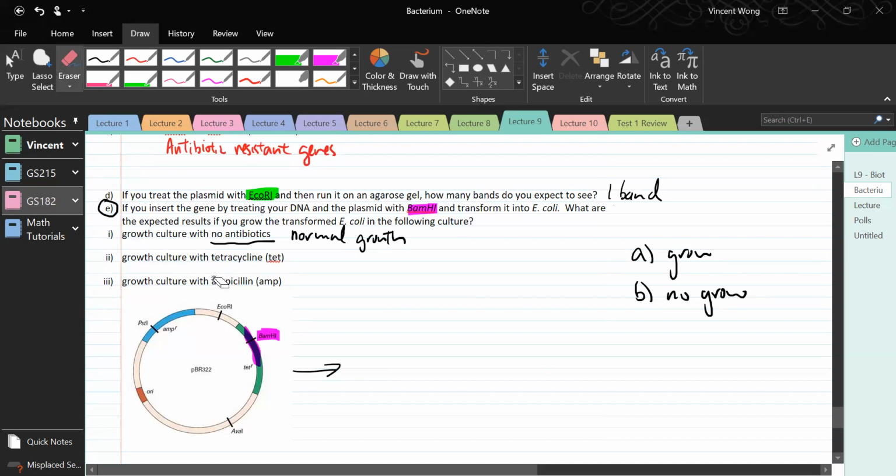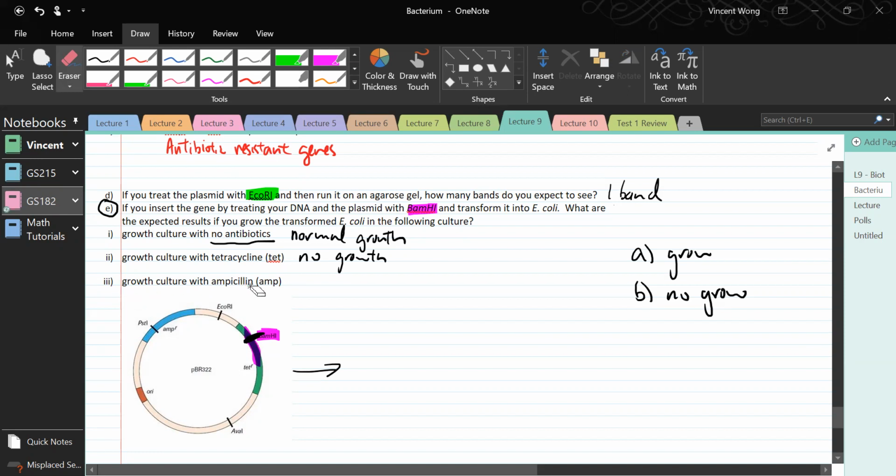Growth culture with tetracycline. Okay, will they grow in the presence of tetracycline? Well, because we are inserting the gene with BamHI, the gene will go right here in the middle of the tetracycline resistant gene. In other words, it will interrupt this gene, right? That means if you grow them in a tetracycline culture, they will all die. So no growth, because the gene that gives them resistance to tetracycline has been interrupted.